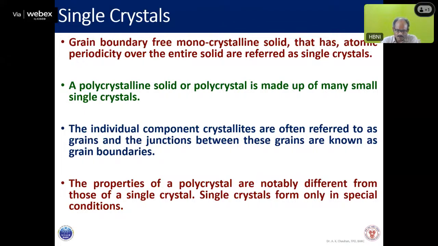The individual component crystallites are often referred to as grains, as I already said, and the junctions between these grains are known as grain boundaries. The properties of a polycrystal are notably different from those of a single crystal. Single crystals form only in special conditions. You need to put a lot of effort in order to make a single crystal.